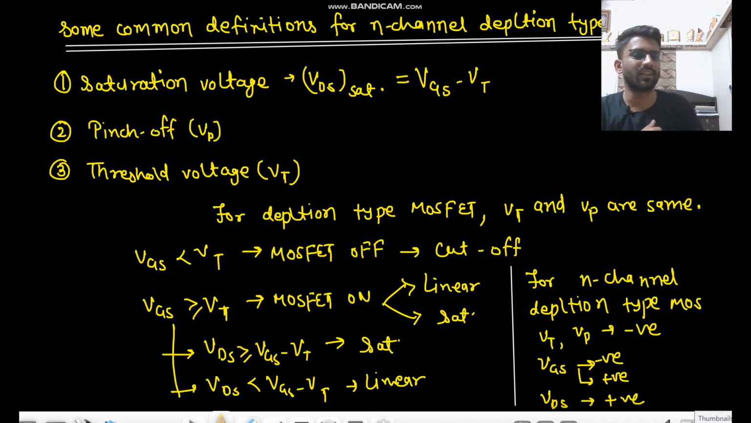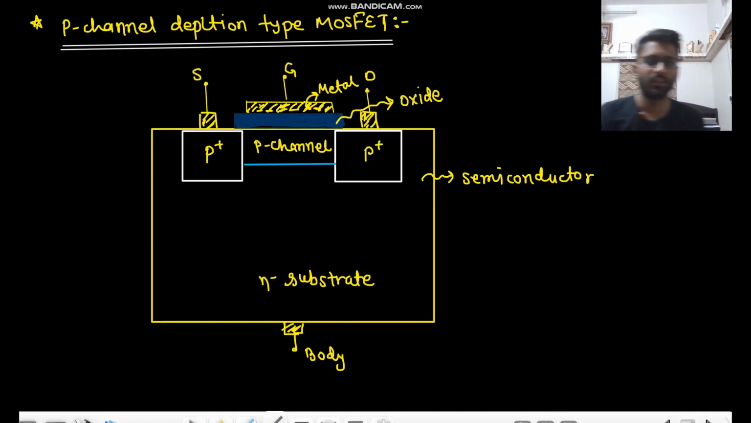Now in 10 to 15 minutes analysis, we will see the P-channel depletion type MOSFET, because it will be the complete same analysis. I will just tell what will happen and you will just draw the characteristics and everything. You can try drawing the characteristics on your own. Now we will see the P-channel depletion type MOSFET. So now let us look at the P-channel depletion type MOSFET.